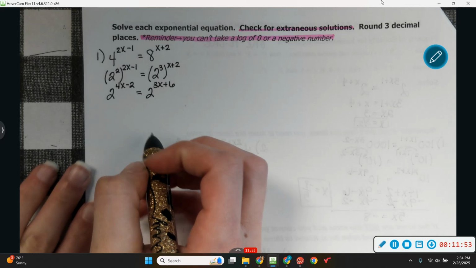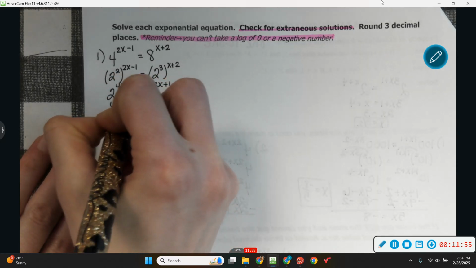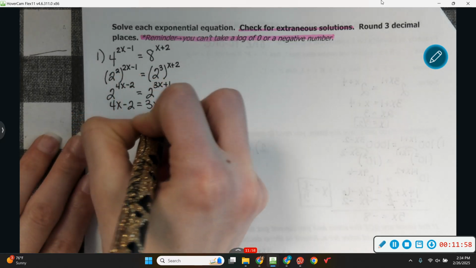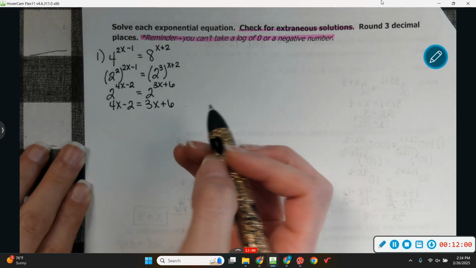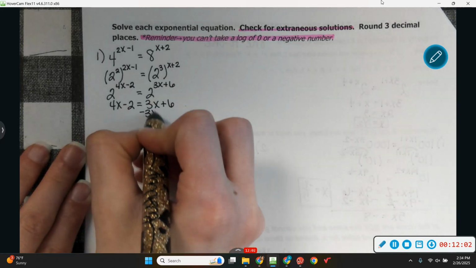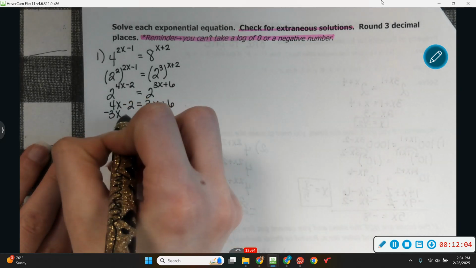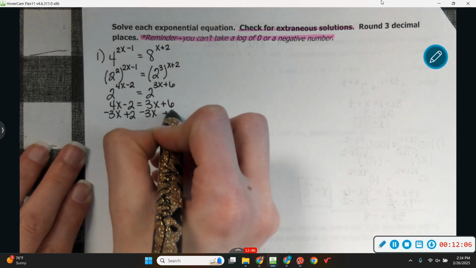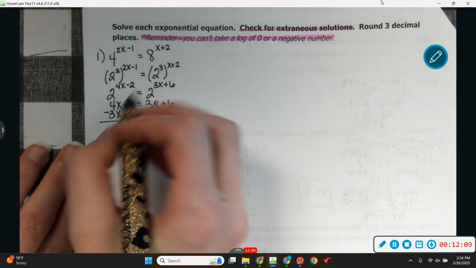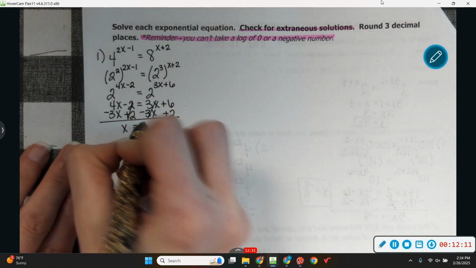Now I've got my one-to-one property. I can set 4x minus 2 equal to 3x plus 6. I can subtract my 3x, and in the same step I can add the 2. So that leaves me with x equals 8.